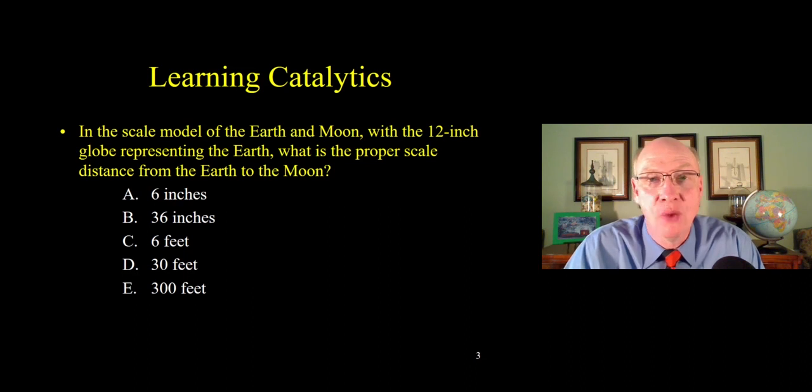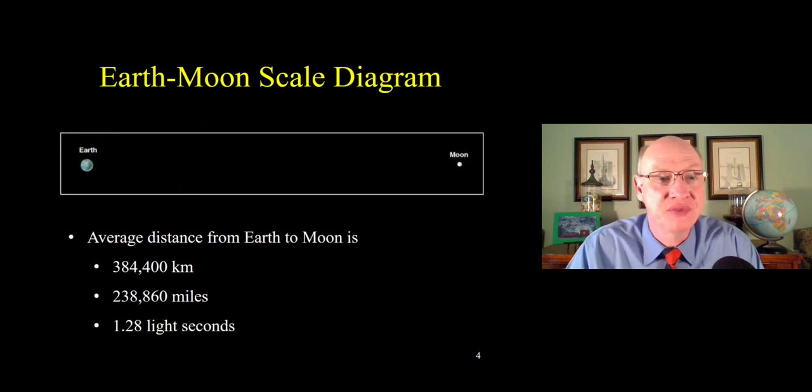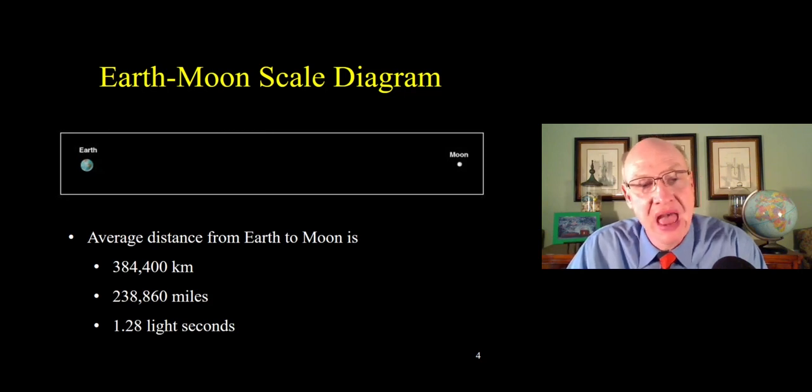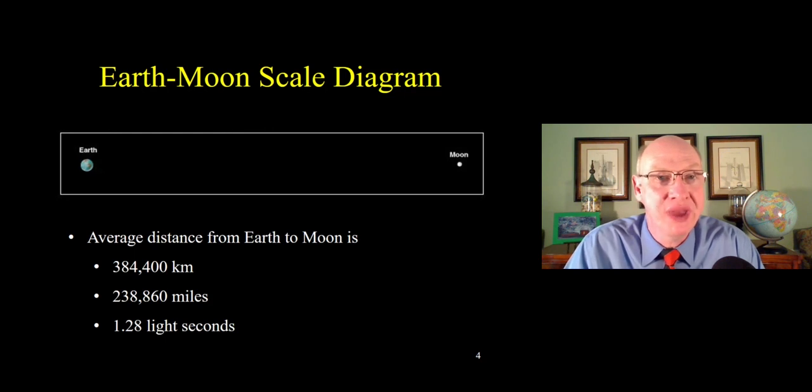All right, welcome back. Now that you've answered the question inside Learning Catalytics, the right answer to this one is D, 30 feet away. If we were to draw a scale model of the Earth-Moon system, we see that the Earth and the Moon are separated by about 384,000 kilometers. That's about 238,860 miles. Another way to put this is if the Earth is 1 foot across, the Moon is about 30 Earth diameters, or about 30 feet away from the globe.